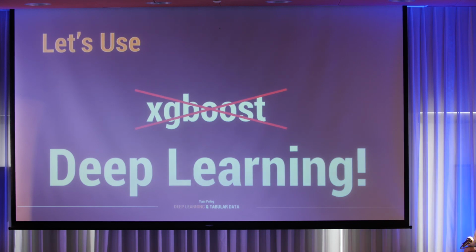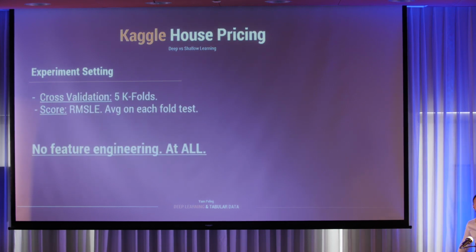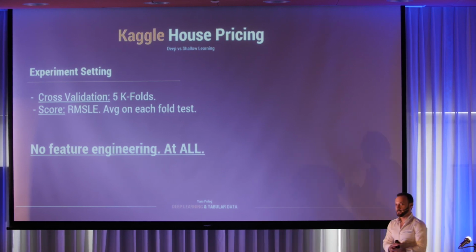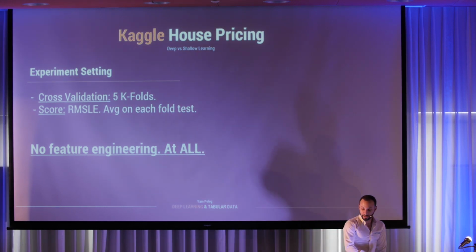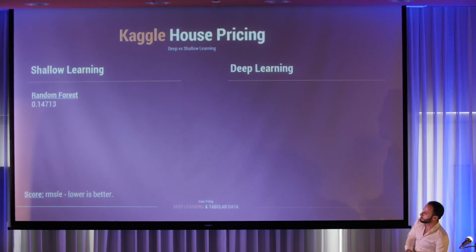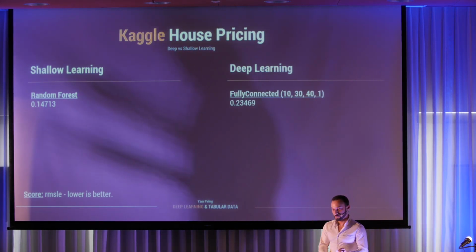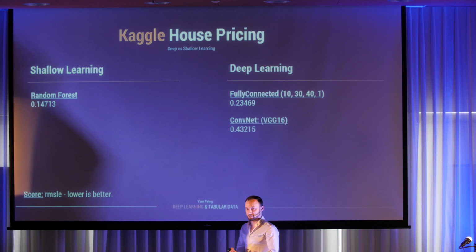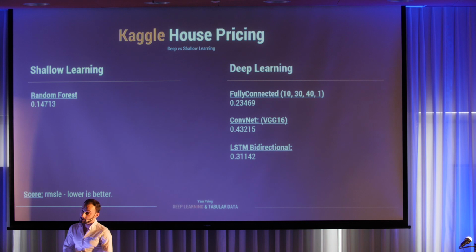And the experiment setting goes the following: we are going to validate for 5 k-folds, and the score is going to be RMSLE. And one last thing, no feature engineering at all. These are the rules. And baseline, random forest scores 0.147713, sorry. Fully connected network scores the following, all right. Convolutional neural network doesn't work as well, not surprising. And LSTM doesn't work as well, not surprising.